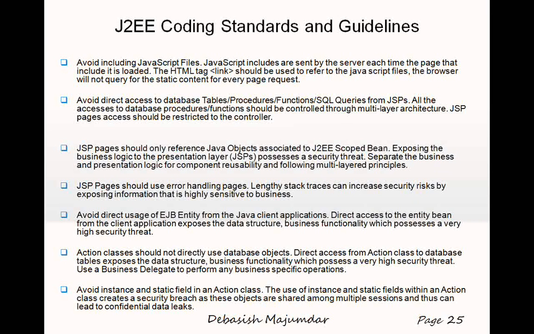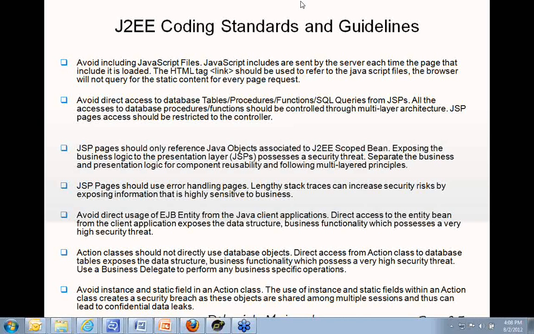So we avoid using JSP scripts and including those JSP script files. There are different JSP pages that should be referenced as Java objects or authenticated, associated with the J2EE based scoped bean, and separate the business and presentation logic, which can be used for component reusability and the multi-tiered application principle. JSP should also use error handling. Lengthy stack traces can increase the security risk by exposing information that is highly sensitive to businesses.